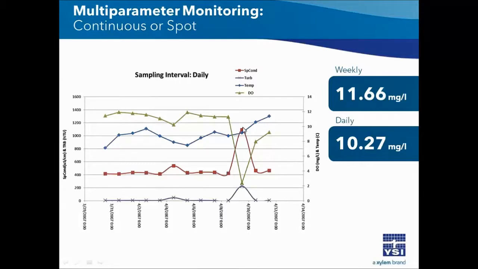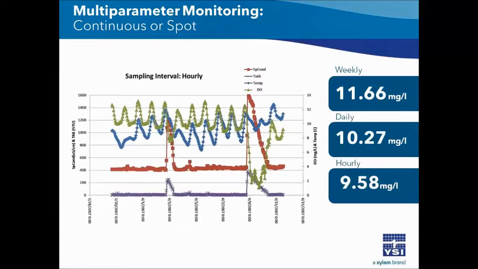And now you're actually seeing some activity in specific conductivity and turbidity, the purple line here, and you're seeing a real dip in dissolved oxygen that occurs right around the same time of that event. Now, if you could do monitoring hourly using a continuous platform, you actually get a lot of detail about a couple of events that there was no way you could see before. And that's the value of continuous monitoring.